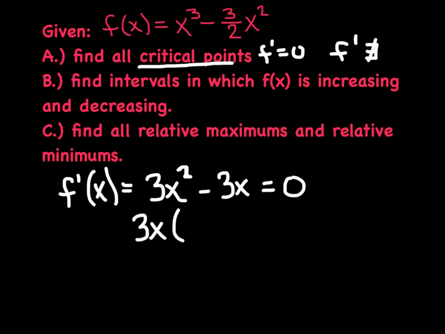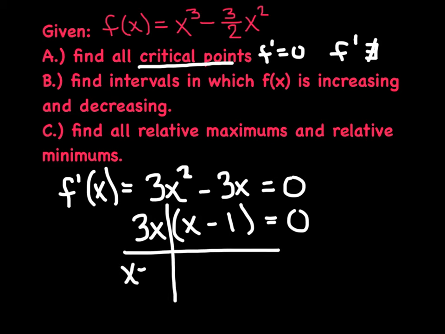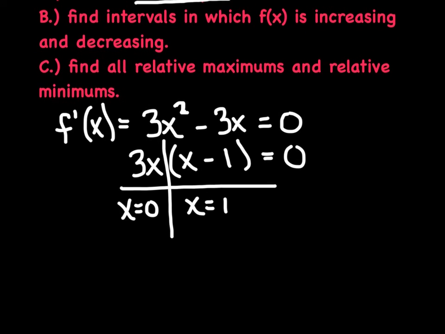Our algebra skills are going to take over. We'll take out a GCF of 3x. From there we can simply tee it up. We could say when x equals 0 and when x equals 1, those are my two critical points. First one at x equals 0 and second one at x equals 1.